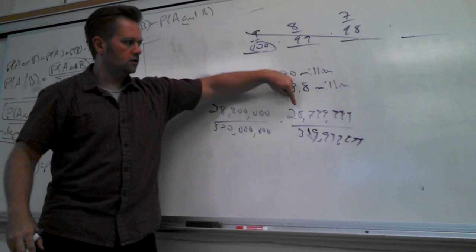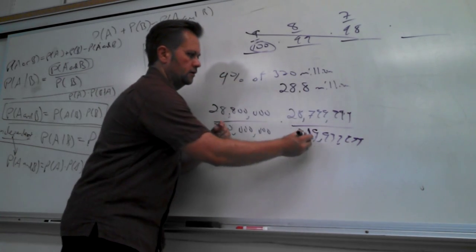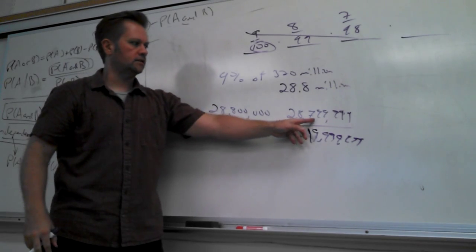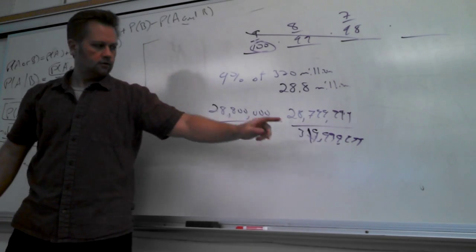Somebody help me out. What is this divided by this? It's a bunch of 9s, right? If you can't read it, it's just 9s. Help me out. What is 28,799,999 divided by?